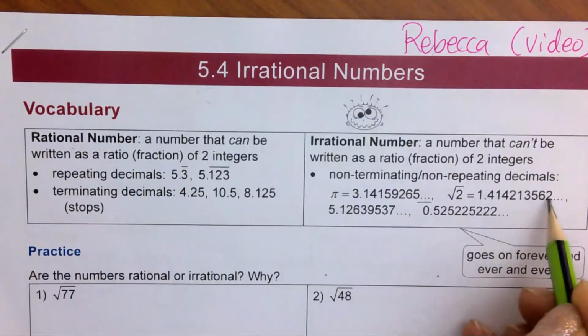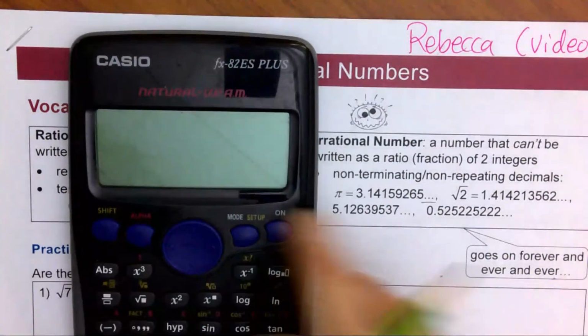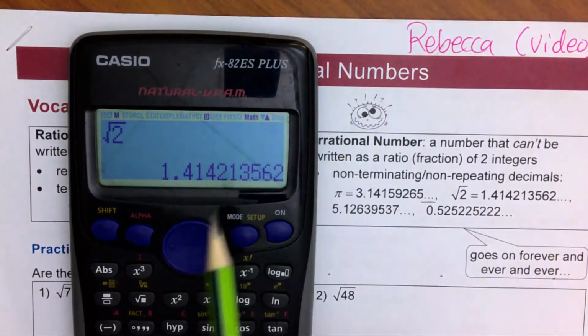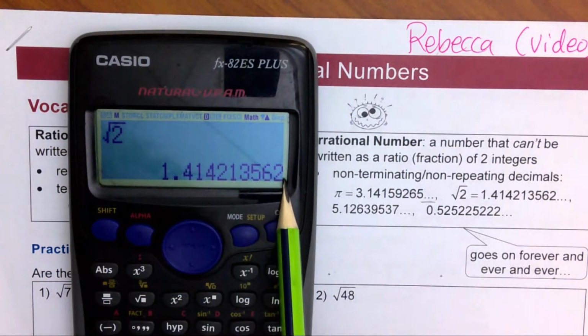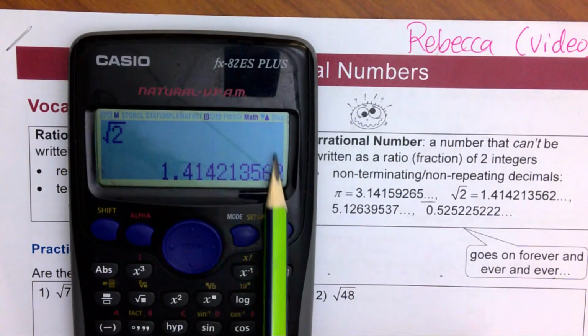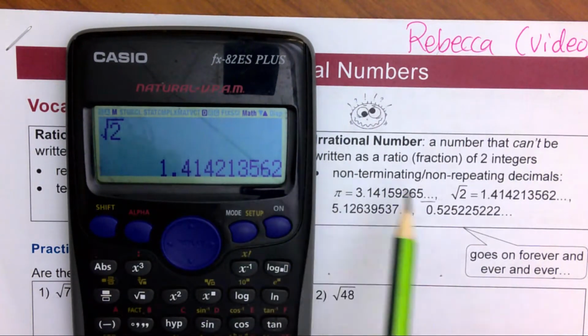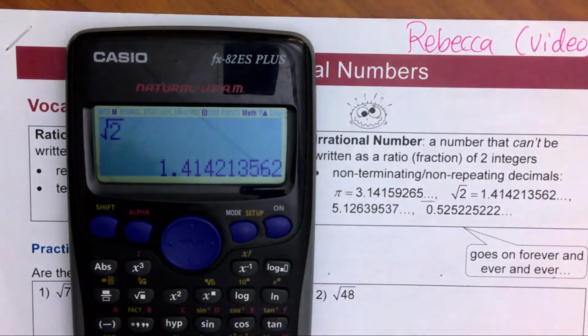Okay? When I put this in my calculator, say I put root 2 in my calculator, it doesn't look like it goes on forever and ever. It stops, but that's only because the calculator screen is small. It actually goes on forever and ever. It just stops like this, okay?